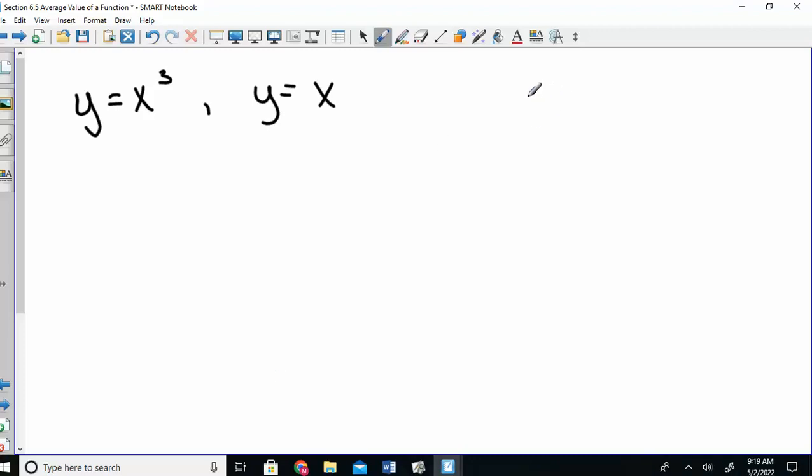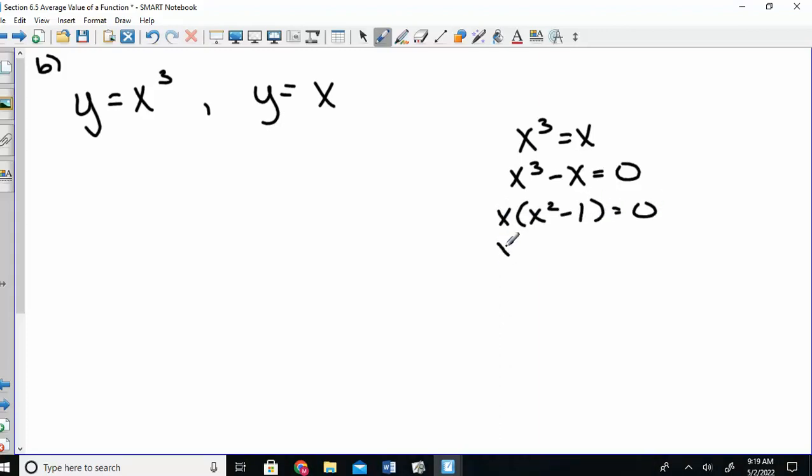So we have to find out first where these things meet, right? So we can get the graph. So x cubed equals x. Subtract over your x. What would you do now? So we get x to be 0, 1, and negative 1. So these have 3 intersection points.